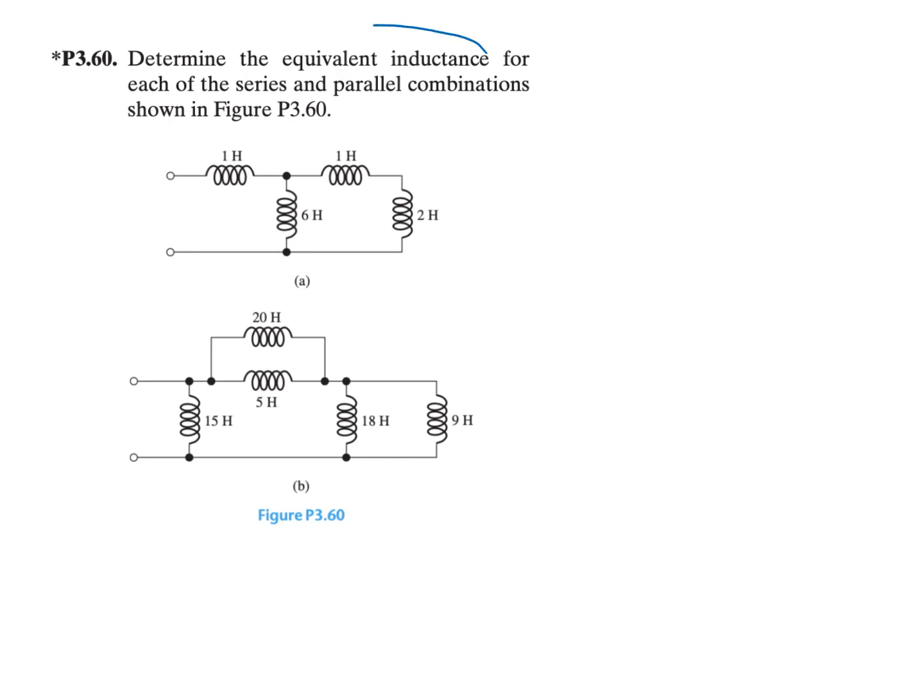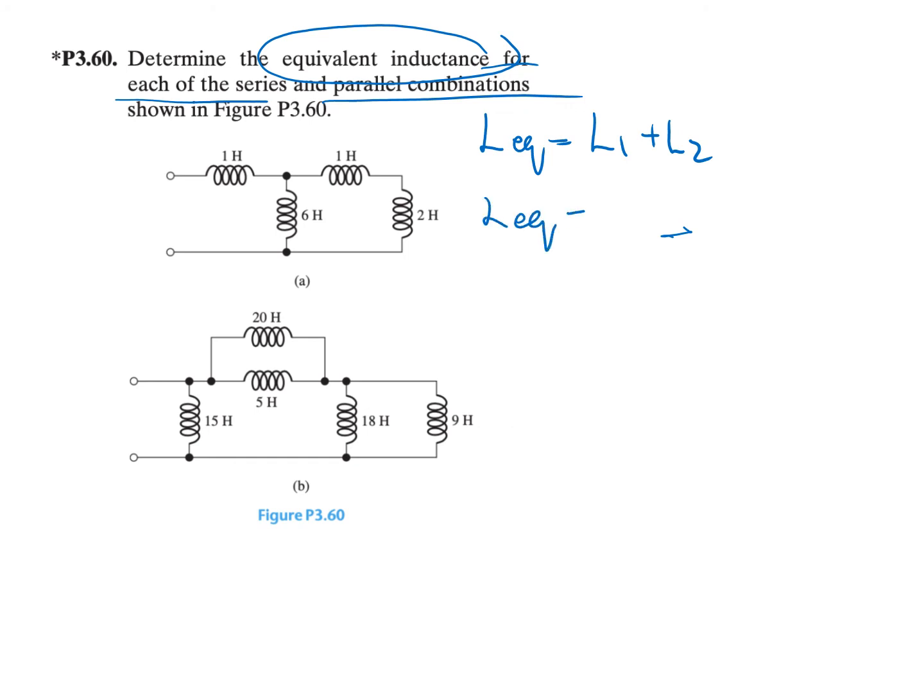Question P3.60. Determine the equivalent inductance for each of the series and parallel combinations shown in figure P3.60. For inductors, the combination rules are exactly the same as for resistors. So for inductors connected in series, the equivalent LEQ is equal to L1 plus L2. And for inductors connected in parallel, that's L1 times L2 over L1 plus L2.